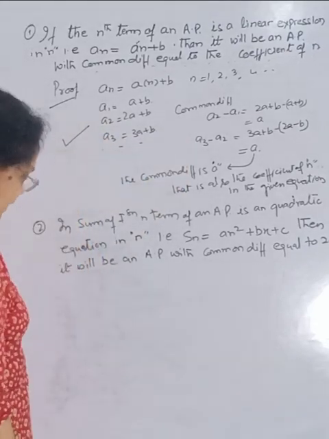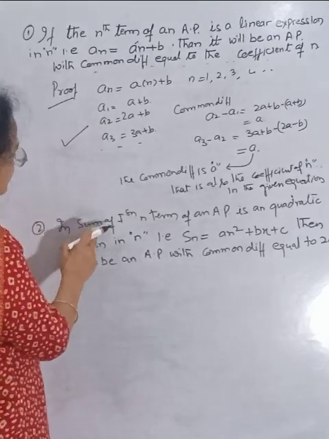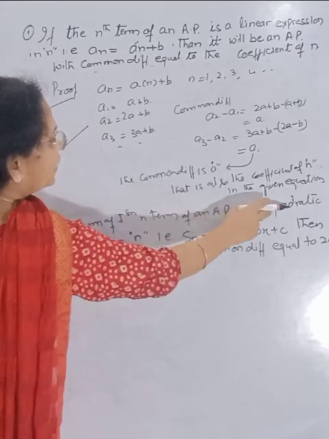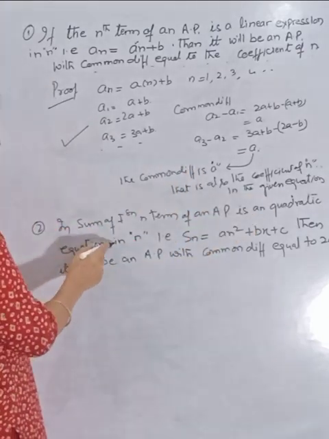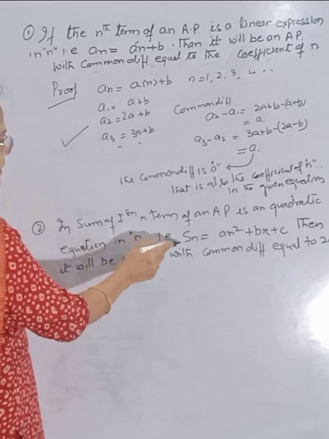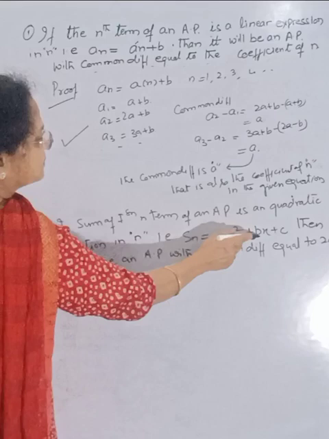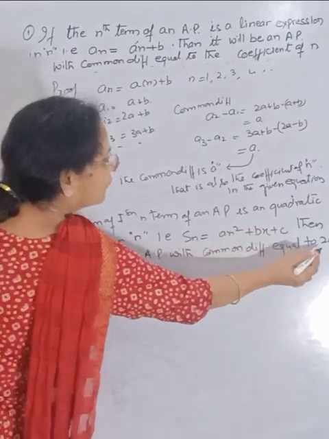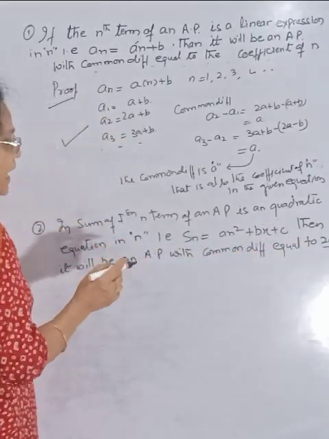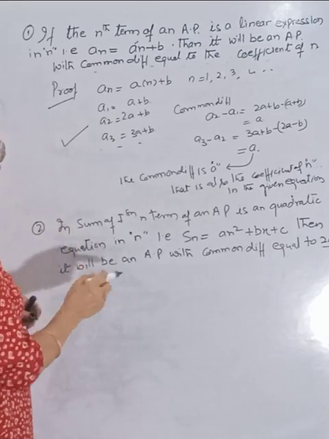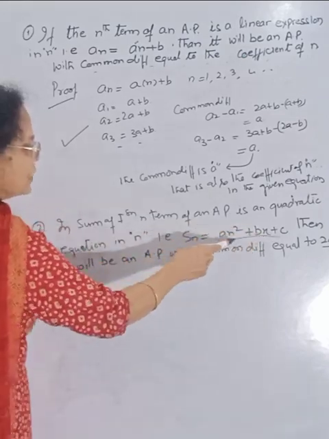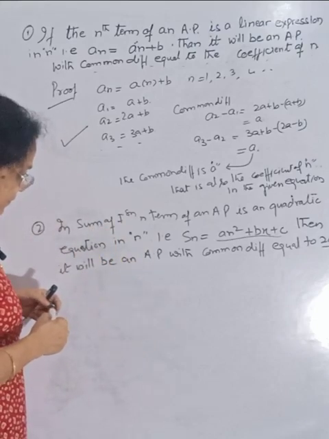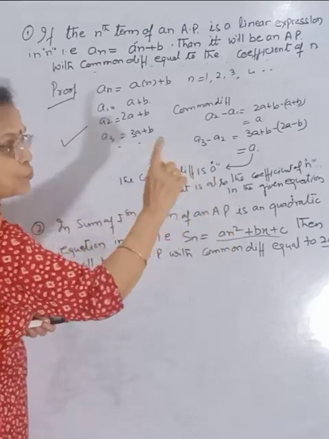Okay, now the second question is: if the sum of the first n terms of an AP is a quadratic equation in n, as Sn is equal to a n square plus b n plus c, then it will be an AP with a common difference of 2a. This is to be proved. For an arithmetical series whose Sn we can show by this quadratic equation, prove that we will get an arithmetical series whose common difference will be 2a.